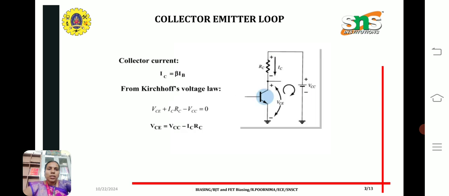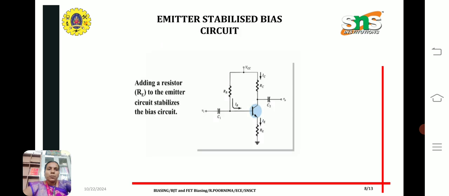Next, the collector emitter loop is taken. Here the collector current is calculated as IC equal to beta into IB, and applying Kirchhoff's voltage law in this circuit, we get VCE plus IC into RC minus VCC equal to 0. From this we obtain the collector emitter voltage VCE equal to VCC minus IC into RC.